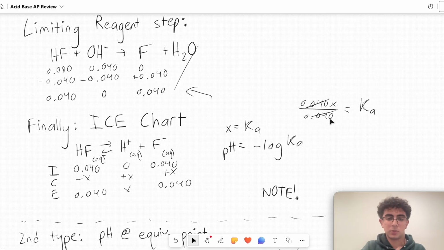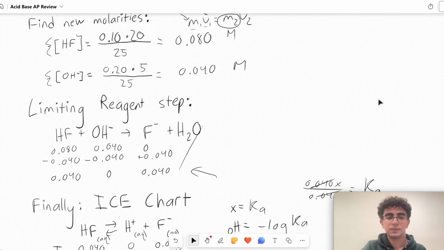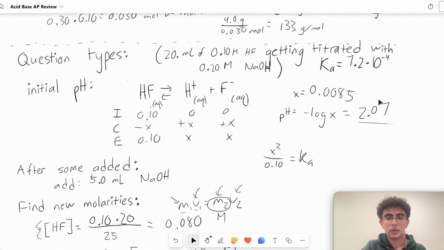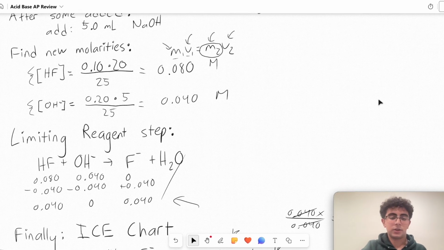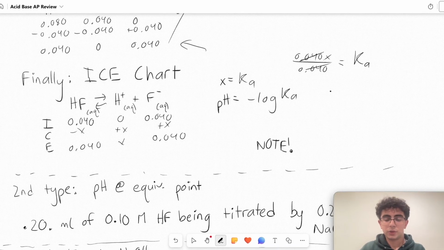That Ka value from above was, I believe, 7.2 times 10 to the negative 4. So we're going to take the negative log of 7.2 times 10 to the negative 4. Or was it 7.8? Let me check. Yeah, 7.2. So negative log of that to get our pH, and we get our pH is 3.14 with sig figs. Now note that x was equal to the Ka value.